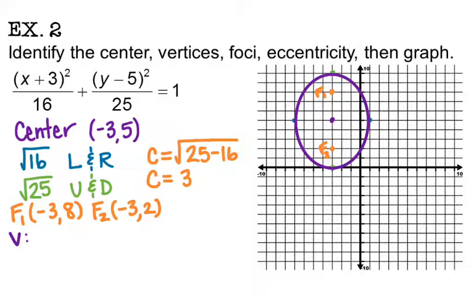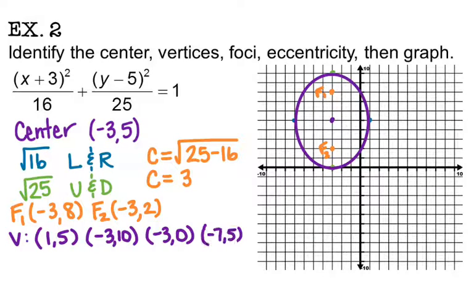Okay, next I'm going to write out the vertices. So those are the 4 points that are on the edge of my ellipse. So the first one on the right hand side is at 1, 5. Then I'm going to go up to -3, 10, -3, 0, and -7, 5. Okay, so your 4 points on the edge of the ellipse are the vertices.